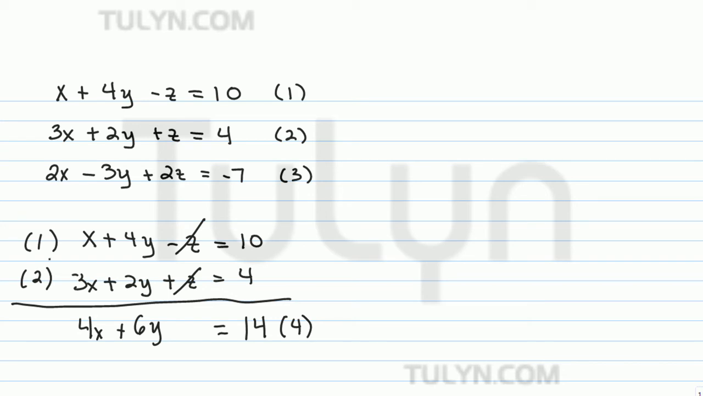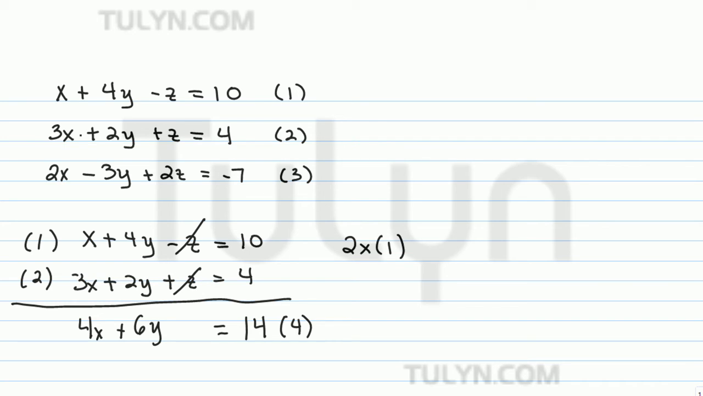Now that we picked 1 and 2, we pick another combination. So we pick either 2 and 3 or 1 and 3. Now note that if we pick 1 and 3, all we have to do is multiply the top equation by 2. Whereas if we pick 2 and 3, we have to multiply the equation 2 by negative 2. And since it's better to deal with positive numbers than negative numbers, I think 1 and 3 is our best bet. So for 1, let's multiply 2 times equation 1.